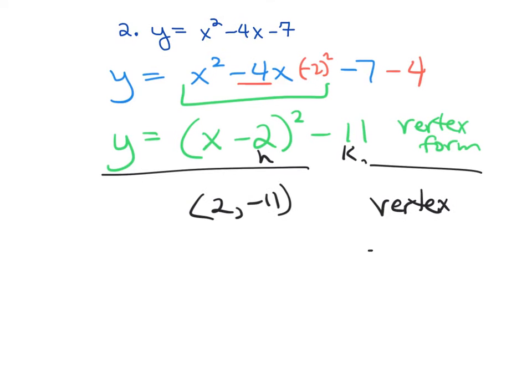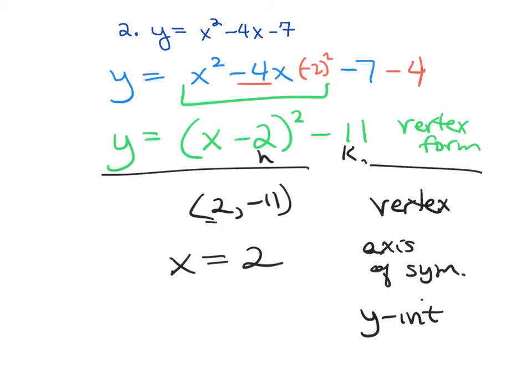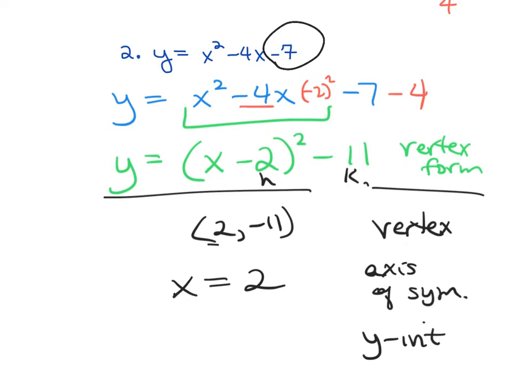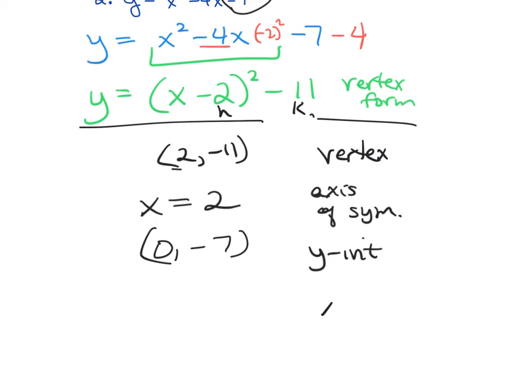The next thing it'll ask for is axis of symmetry. And again, it's the x of the vertex. So x equals 2. Next thing it'll ask for is y-intercept. And that you can go back to the original. It's right here, and it's written as a coordinate. So you're going to write it as 0, negative 7. And now to find the x-intercepts, I could either try to factor the original, which I can't. So instead, I'm going to use my vertex form, and I'm going to set y equal to 0.